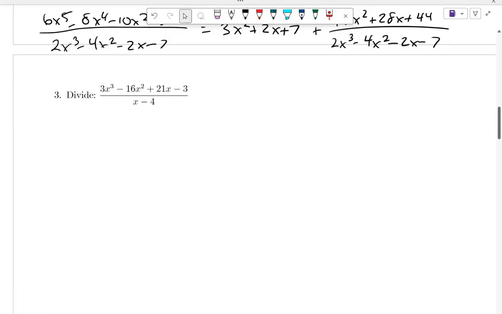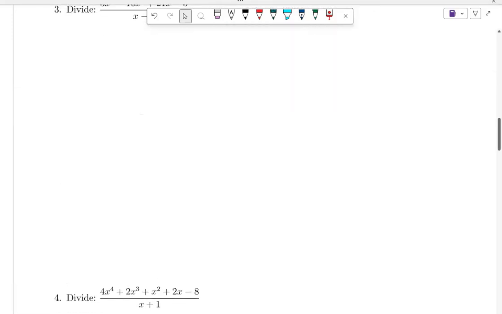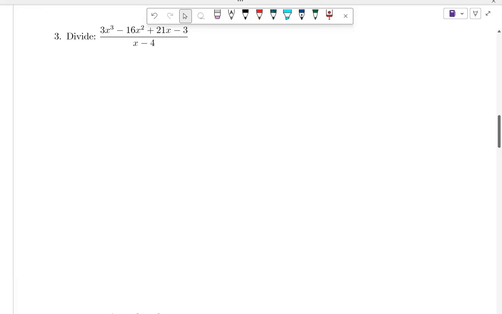Let's look at the next one. Work on that one for a couple of minutes. I know we don't have too much time left, but work on that one for a couple of minutes. Then we'll chat about it.